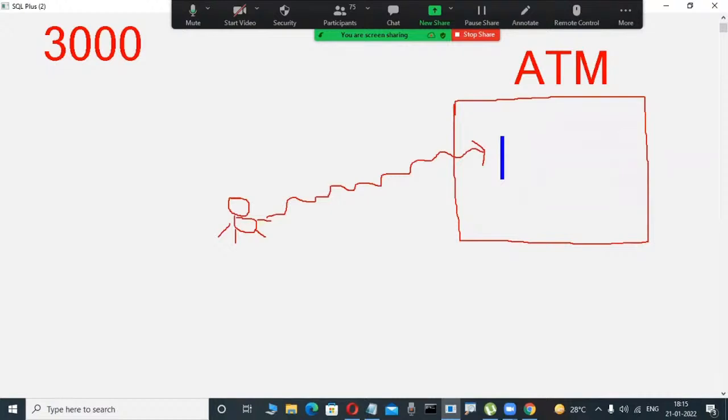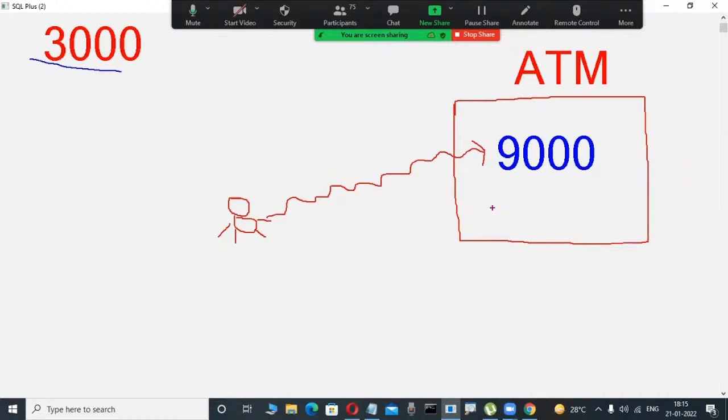Whenever I insert the ATM card and enter the amount, in that case, unfortunately, I mentally decided to withdraw 9,000 rupees. Now as I try to withdraw 9,000 rupees, am I getting 9,000 rupees? No. Here my balance is 3,000, but how can I get it? Okay, so 9,000 rupees is impossible.